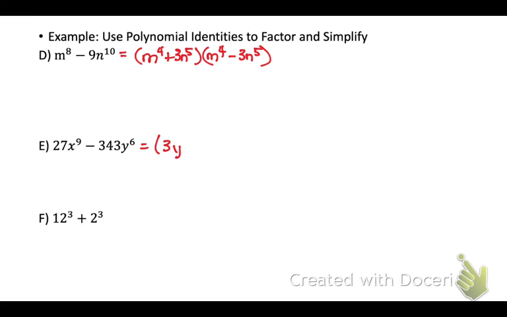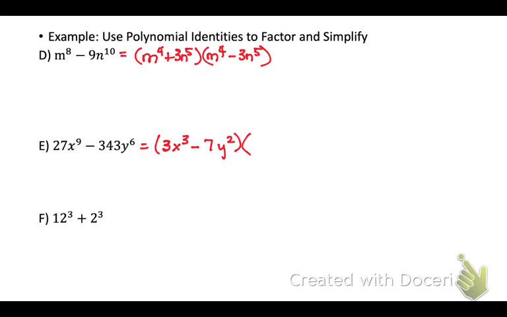Okay, 3x to the third minus. Okay, we got to figure out the cube root of 343, don't we? Isn't it 7? Let's see. I think it is. Yes, it's 7. So 7y to the second.